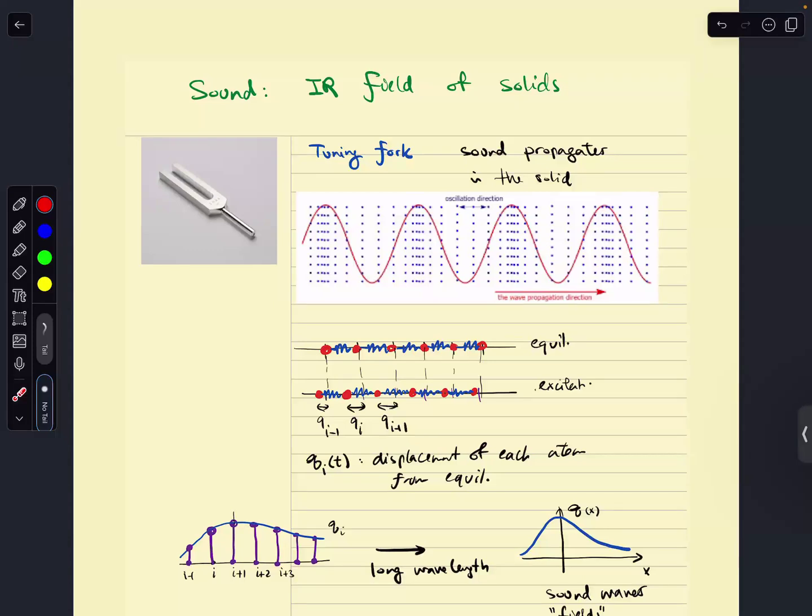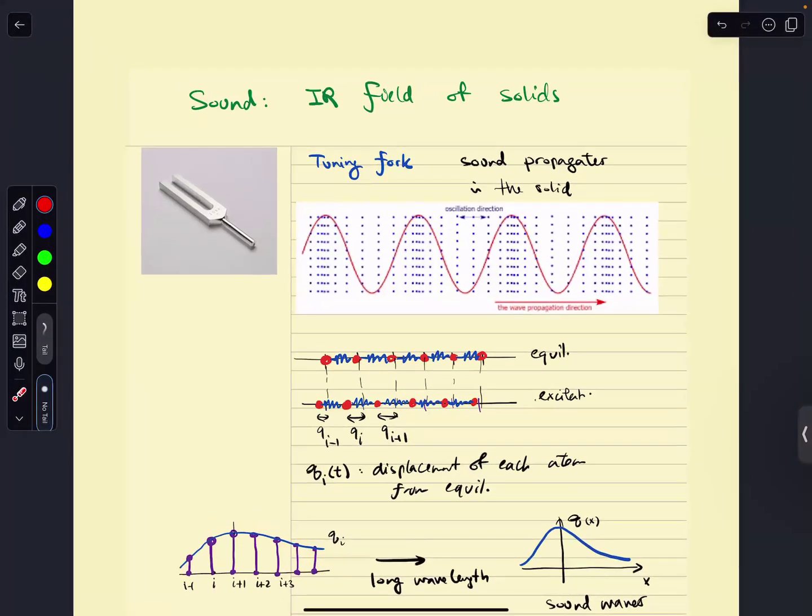There are these collective motions where the atoms become closer and farther, closer and farther. In their equilibrium, before you hit them, they're sitting on a lattice in an organized way. So let's say it's a lattice. And as you hit it, as you create sound, it creates this compression and stretch, and this wave propagates down the solid, right? So we're going to model this.